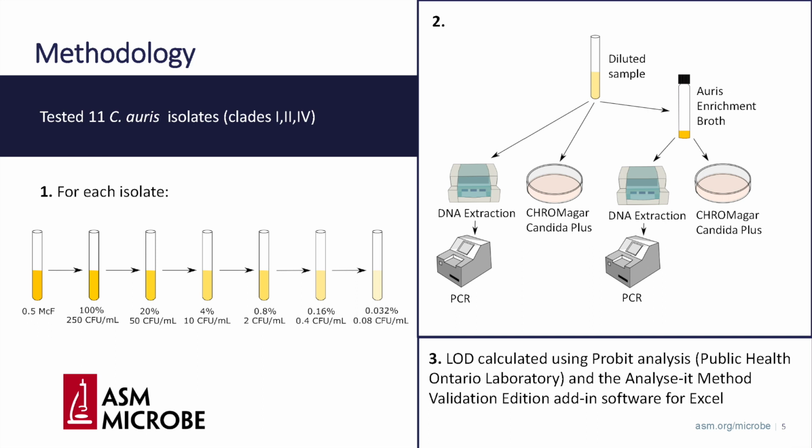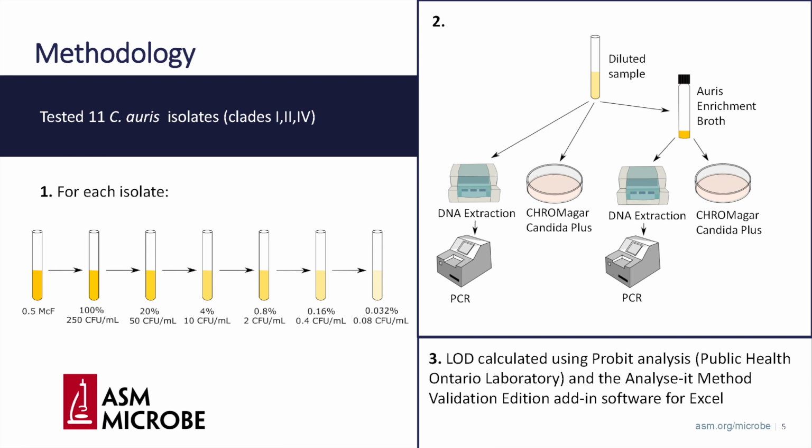For the culture-based direct-to-agar method, each diluted sample was directly inoculated onto the CHROMagar Candida Plus medium. For the PCR direct from specimen method, each diluted sample was directly tested for C. auris using PCR after DNA extraction. For the culture-based broth-enriched method, each diluted sample was first incubated in auris enrichment broth for 48 hours before plating onto the CHROMagar Candida Plus. And finally, the PCR from broth-enriched specimen method involved testing the auris enrichment broth-enriched samples for C. auris using PCR.